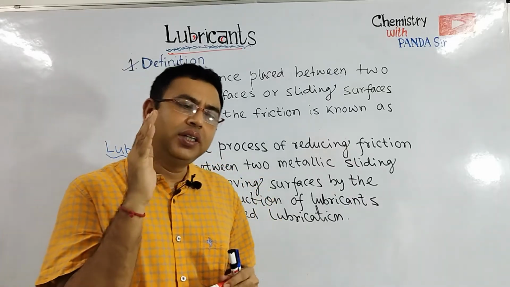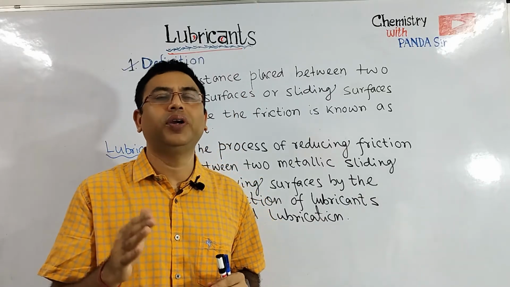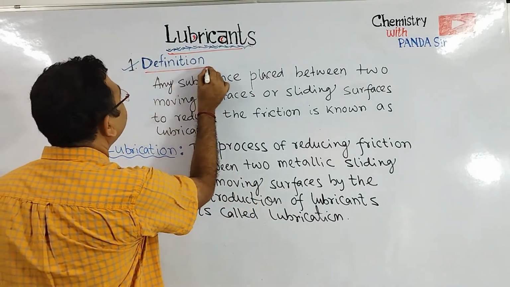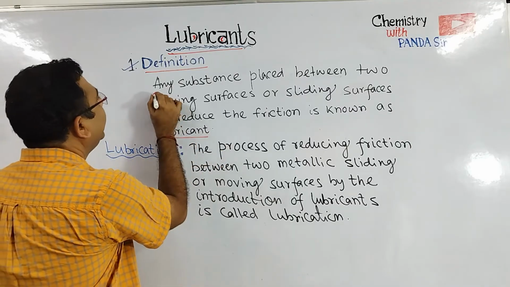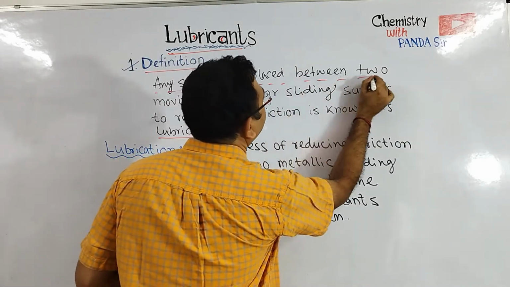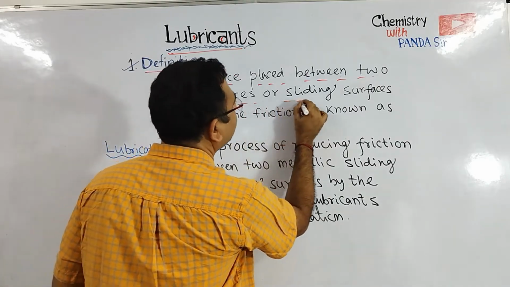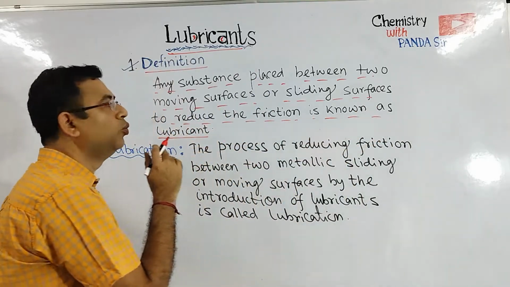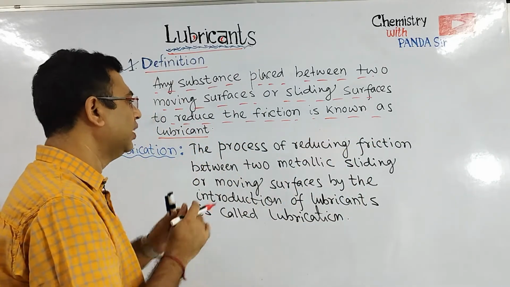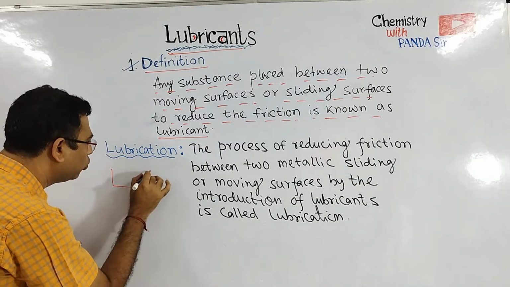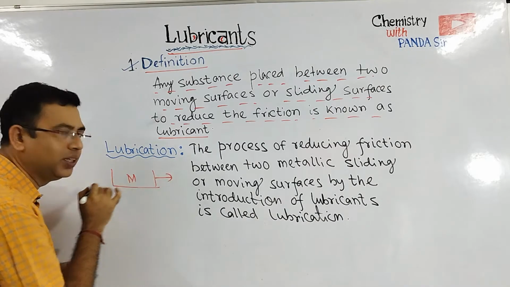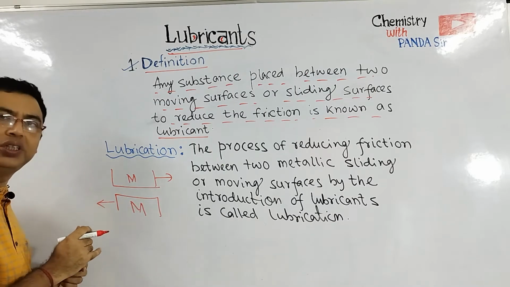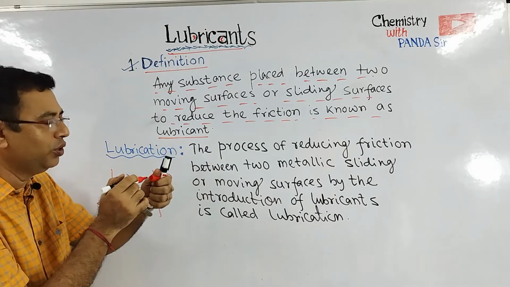Now we are going to discuss in a very basic and fundamental way so that anyone can easily understand this. Okay, now what is the definition of the lubricant? Any substance placed between two moving surfaces or sliding surfaces to reduce the friction is known as lubricant. I think anyone can visualize this. Suppose this is one metallic surface moving in this direction. That is another metallic surface moving in the opposite direction. So they are basically sliding against each other.